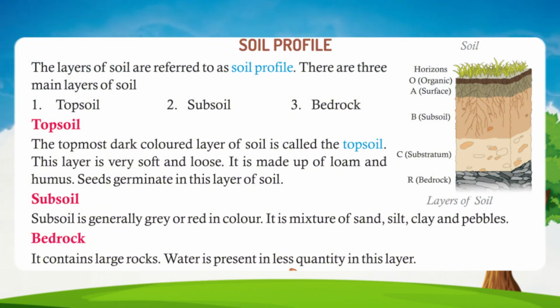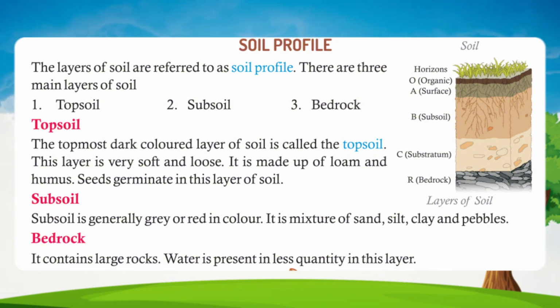Soil profile. The layers of soil are referred to as soil profile. There are three main layers of soil. 1. Topsoil. 2. Subsoil. 3. Bedrock.